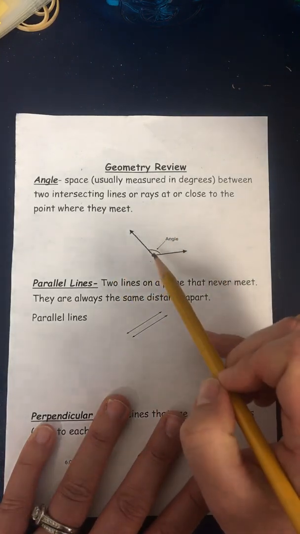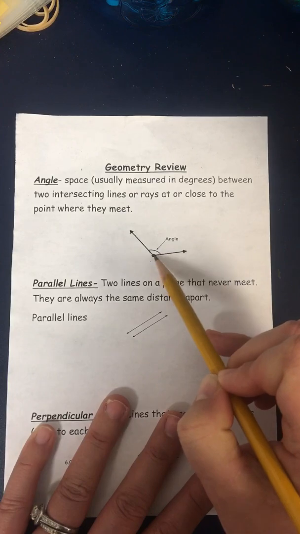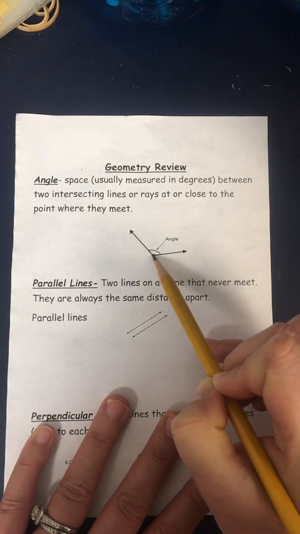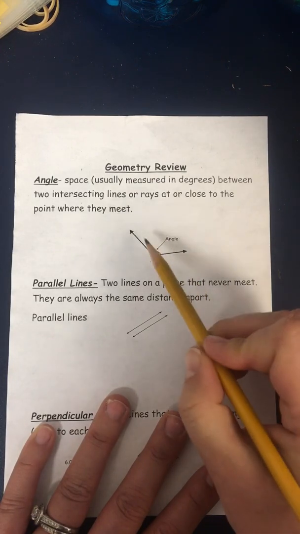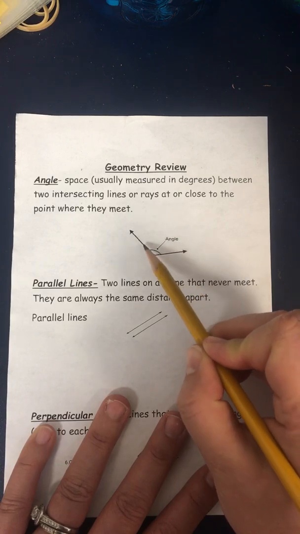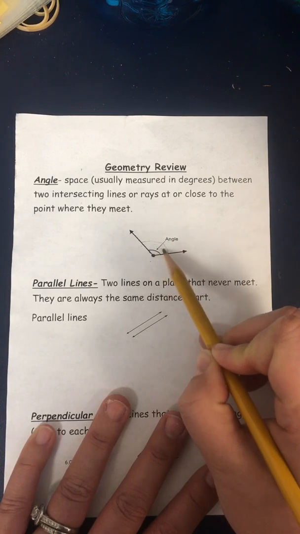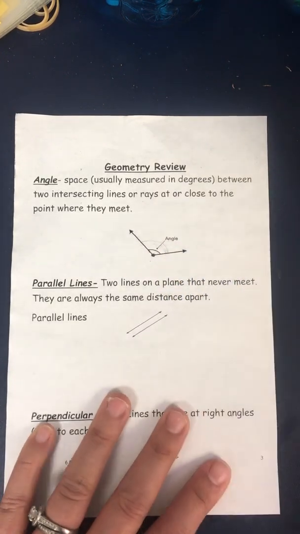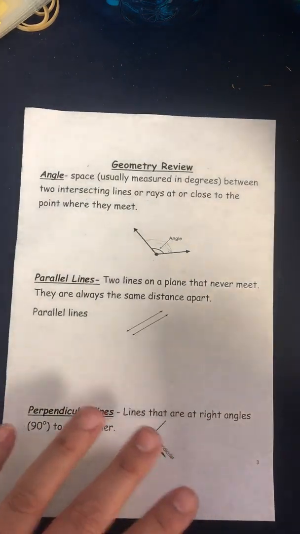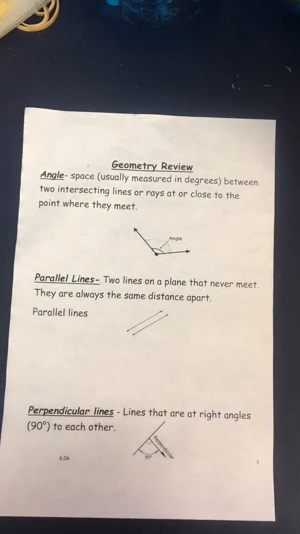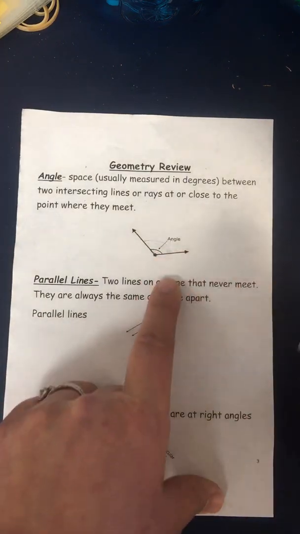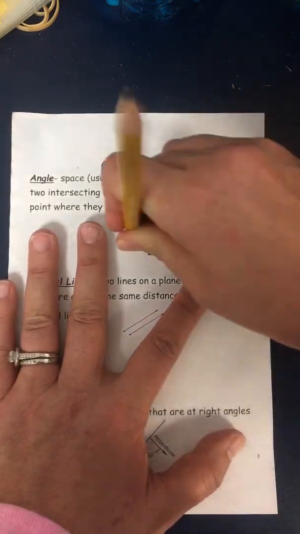So an angle is where you have two rays that meet at an end point, okay? And it's usually measured in degrees, and it's the space in between right here, the two rays, and it can be two lines that intersect at an end point to give you that angle, okay?